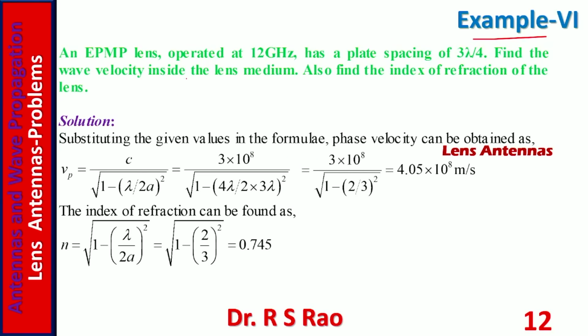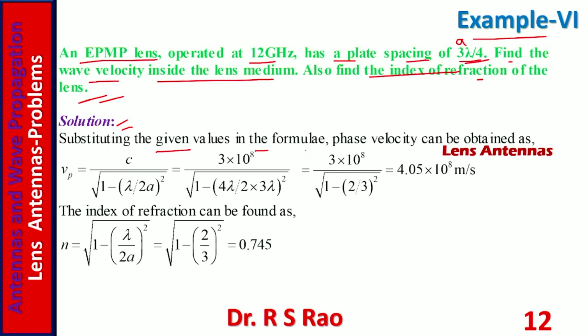Another problem, example 6. An EPMP lens. EPMP stands for E-plane metal plate lens. Operated at 12 GHz, it has a plate spacing of 3 lambda by 4. This is the spacing, usually indicated by A. Find the wave velocity inside the lens medium. Also find index of refraction of the lens. Simple problem, provided we have the expressions for phase velocity and index of refraction in our minds.